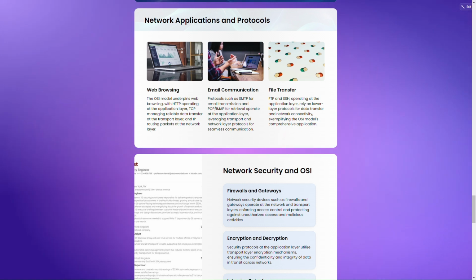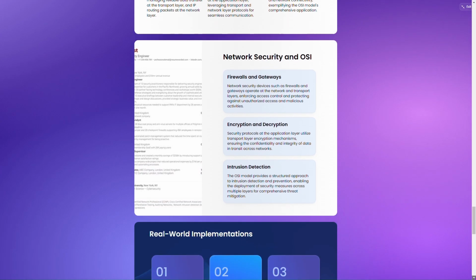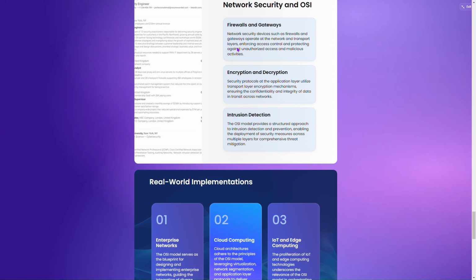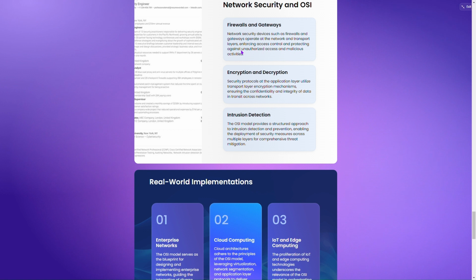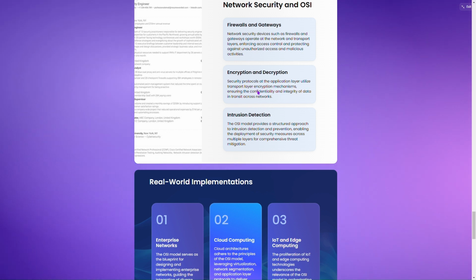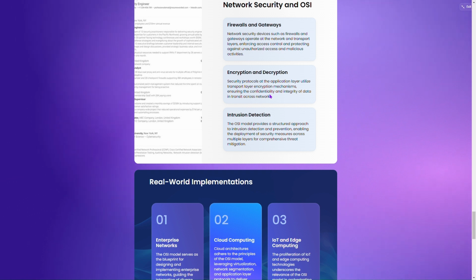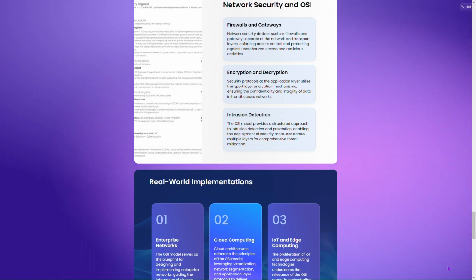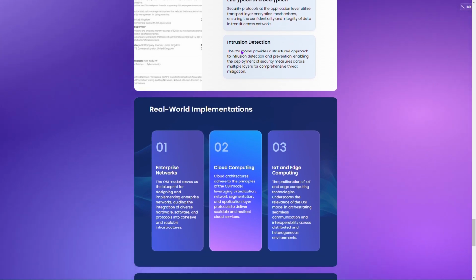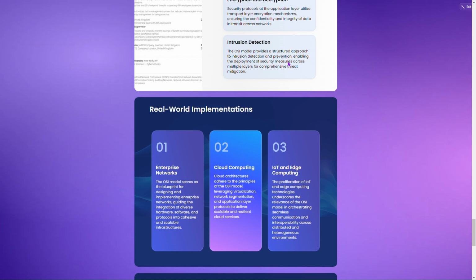Network security and OSI. Firewalls and gateways. Network security devices such as firewalls and gateways operate at the network and transport layers, enforcing access control and protecting against unauthorized access and malicious activities. Encryption and decryption. Security protocols at the application layer utilize transport layer encryption mechanisms, ensuring the confidentiality and integrity of data in transit across networks. Intrusion detection. The OSI model provides a structured approach to intrusion detection and prevention, enabling the deployment of security measures across multiple layers for comprehensive threat mitigation.